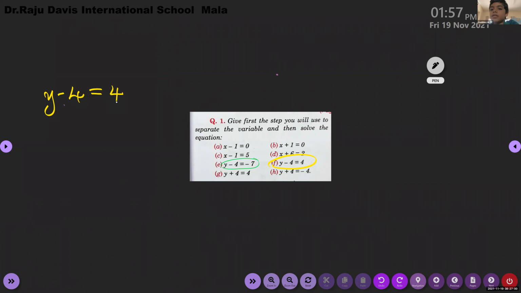How will you do? Yes. Ma'am, y is equal to 4 plus 4. 4 plus 4, very good. y is equal to how much now? Ma'am, 8. Not 4 plus 8. y is equal to 8.